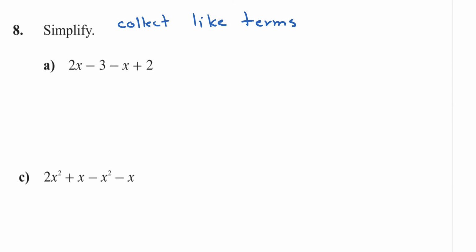All right, let's take a look at question number 8a. So let me just circle the like terms here. So here's the like term. And then we have, okay, so 2x minus x is going to be a single x. So those guys can cancel off. And then you have a -3 plus 2. -3 plus 2 is going to be -1. So your final answer there is x minus 1.